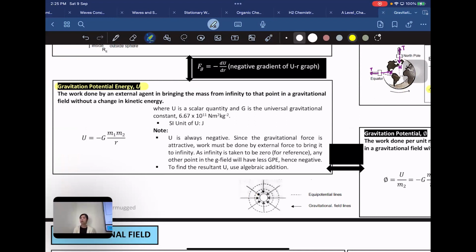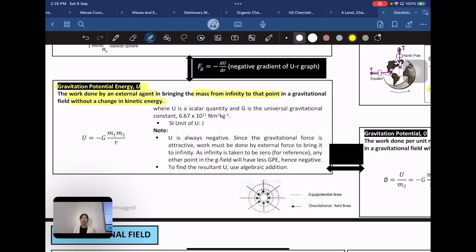It is considered to be a work done. But work done by who? Work done by an external agent to bring my massive object from infinity to a specific point in a gravitational field. But I don't change the kinetic energy. Okay, so what do I mean by that?